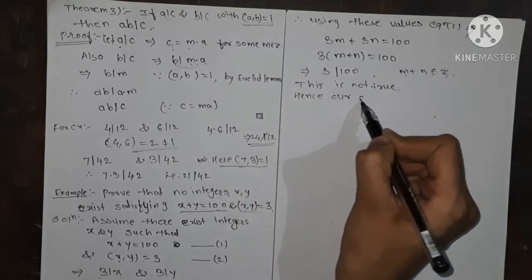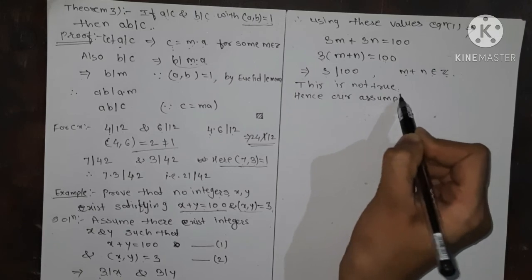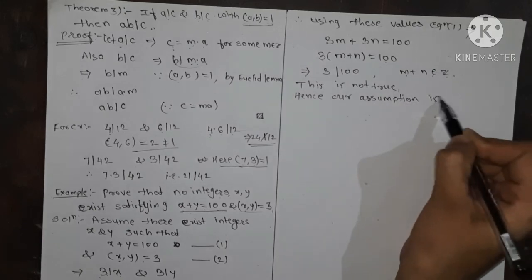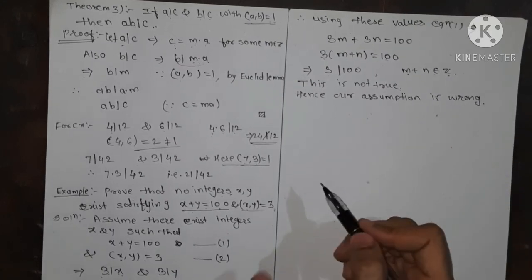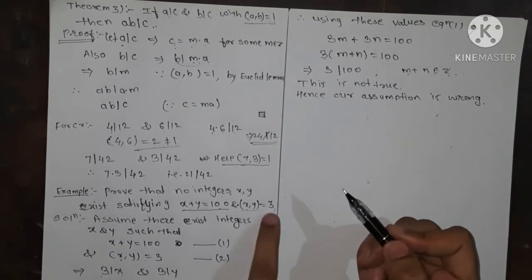And hence our assumption is wrong. What is our assumption here? That there exist integers x and y that satisfy these two conditions.